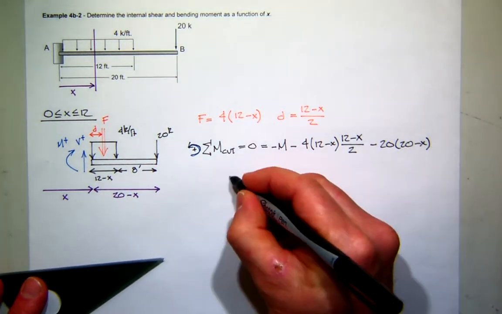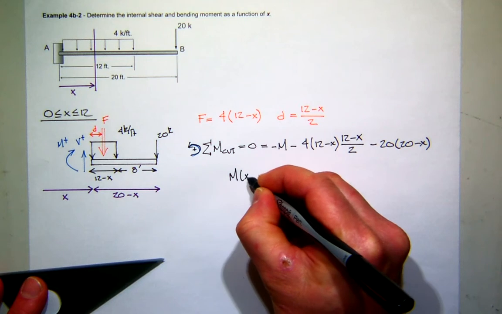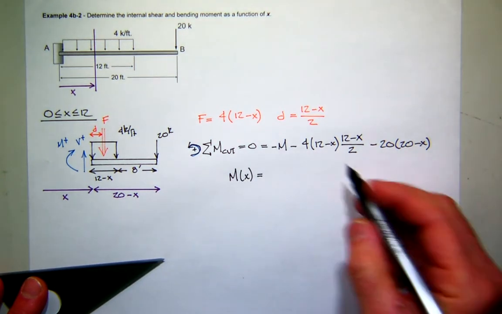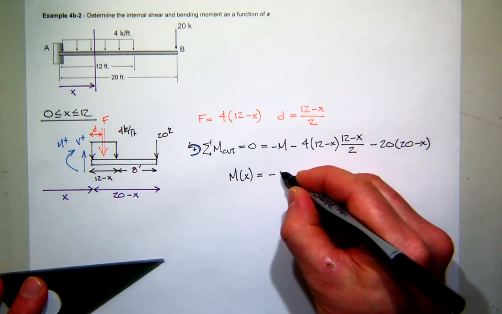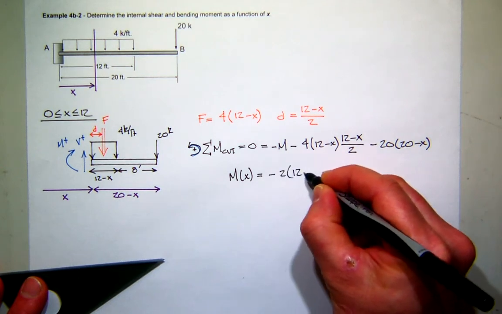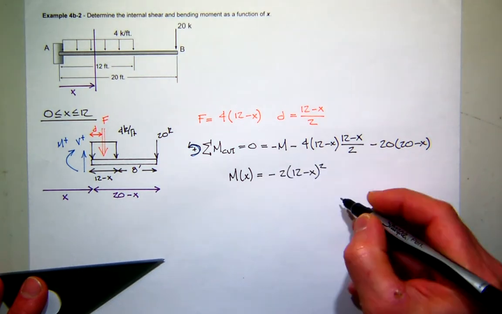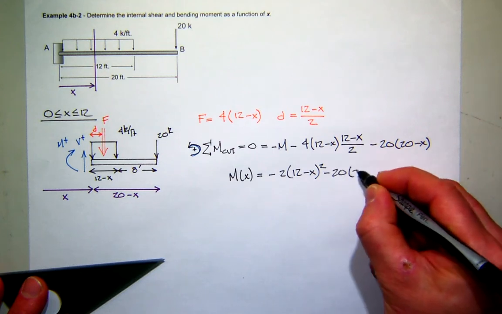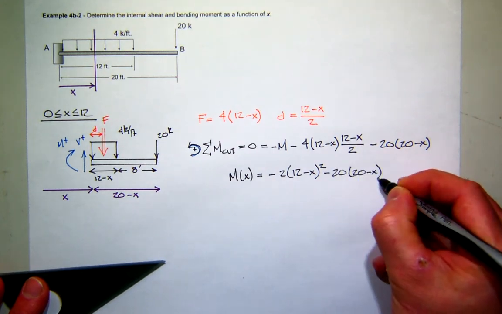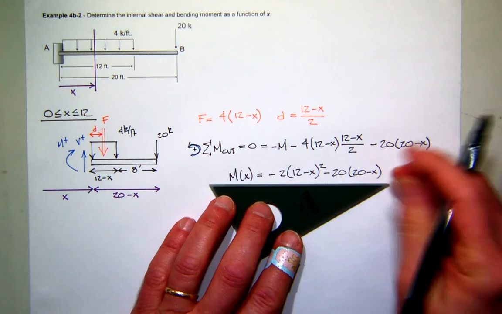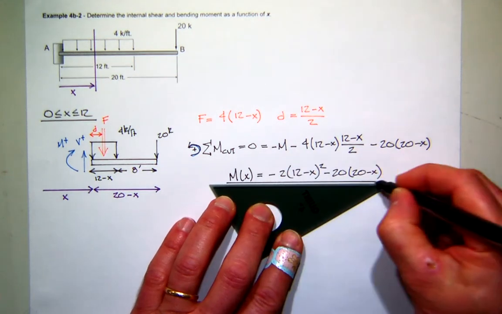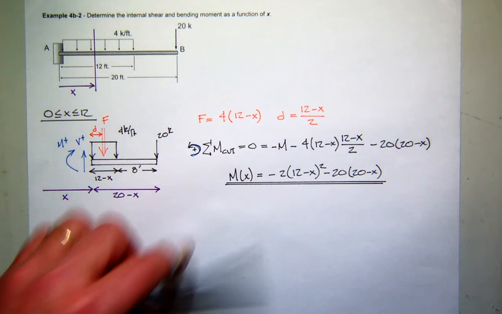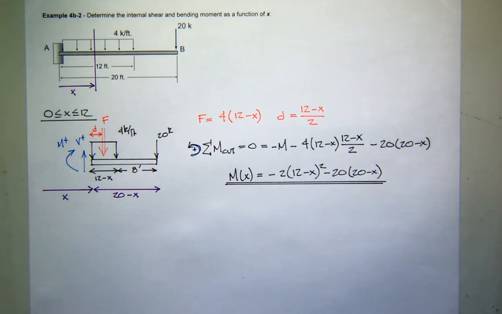So you can solve for the moment. The moment as a function of x is all that stuff. So it looks like it's minus 2 times 12 minus x squared minus 20 times 20 minus x. Now obviously you could expand that if you wanted to and make it simpler, but why? It's an equation, right? Does it work?